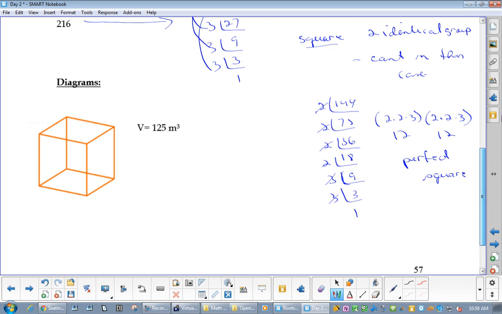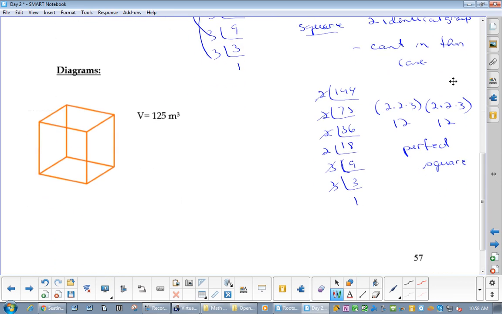No, they have to be identical groups. So you've got a 2 times 2, a 2 times 2, and a 3 times 3. That is not. Now, this is the factors of it, but it's still not a perfect cube, because you need 3 identical groups. Okay?